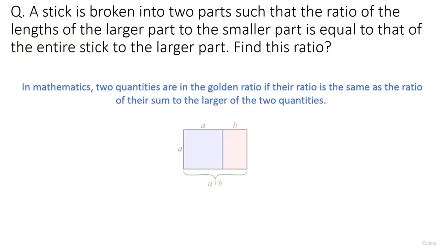Okay, to give you an example, look at this rectangle given here. If you observe carefully, this value is a plus b. The length of this rectangle divided by the breadth of this rectangle is the same as the ratio of a to b. This will be the same as the golden ratio.